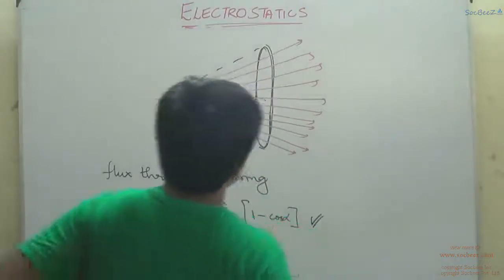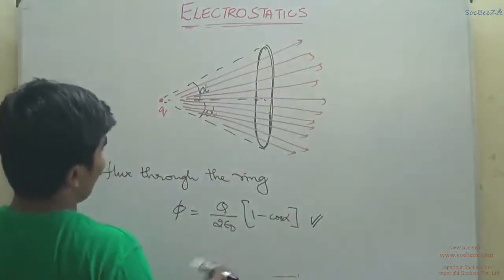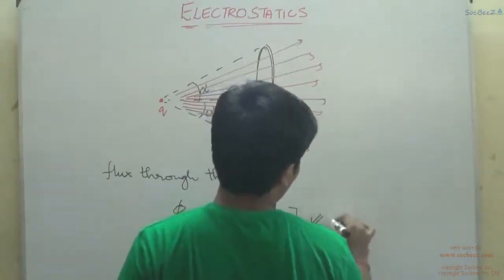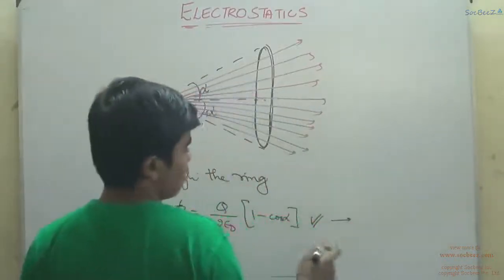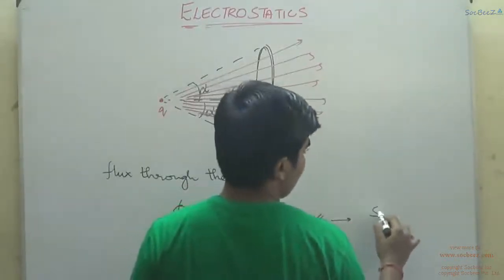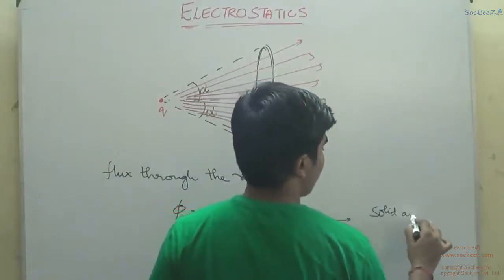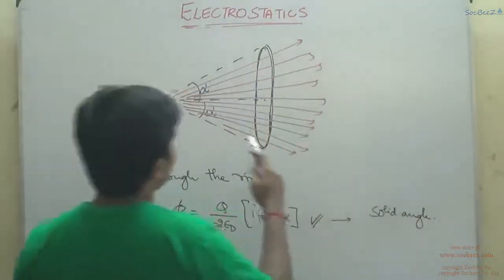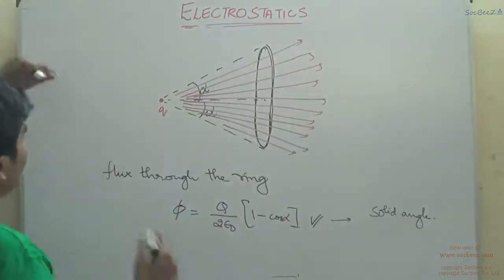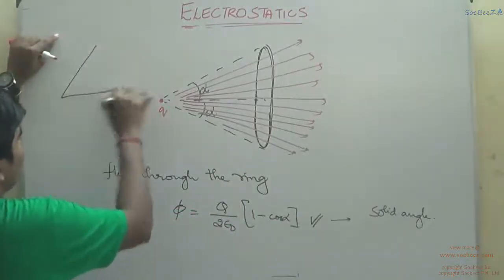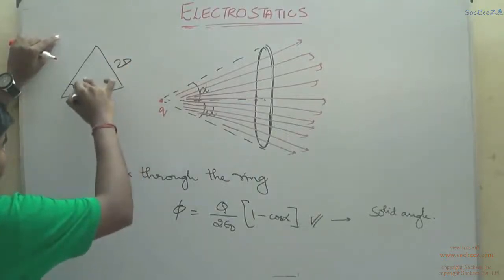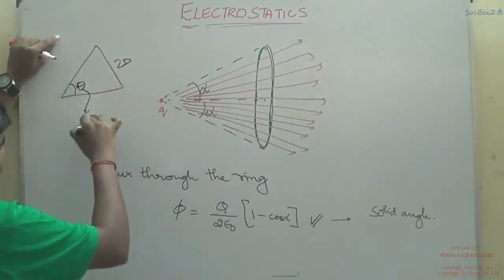The proof of it comes from solid angle. Whoever is interested can go and search for solid angle, and there you will get the proof of this. Solid angle is basically, what do we say? If we take a paper, it is a 2D figure. Now the paper extends some angle here, and thus we call it an angle.